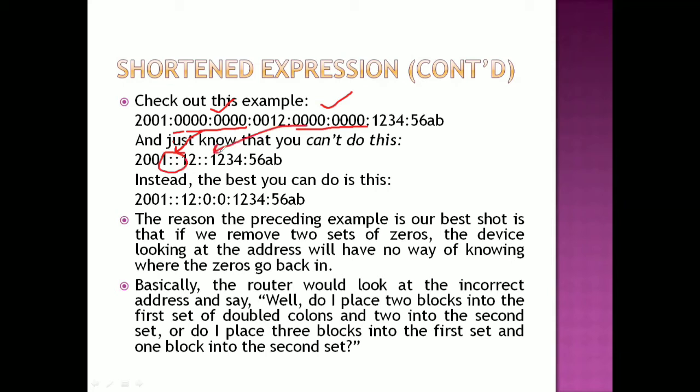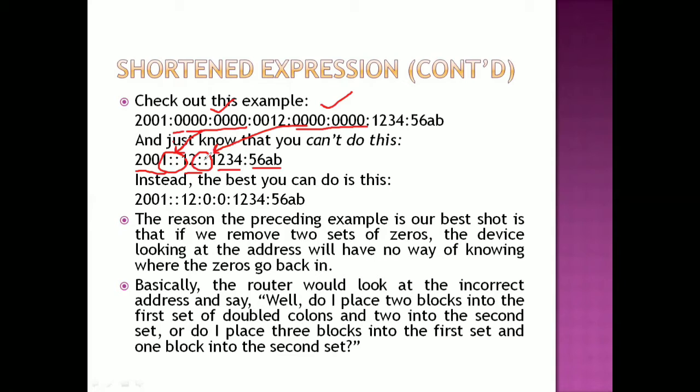Now, why is it so? The reason behind this is that the router or the machine counts the non-zero blocks and then calculates the number of zero blocks that will be present in the IPv6 address. So here you can see that we have a non-zero block of 2001, then a non-zero block of 12, then a non-zero block of 1234, and then a non-zero block of 56AB. So there are 4 non-zero blocks.